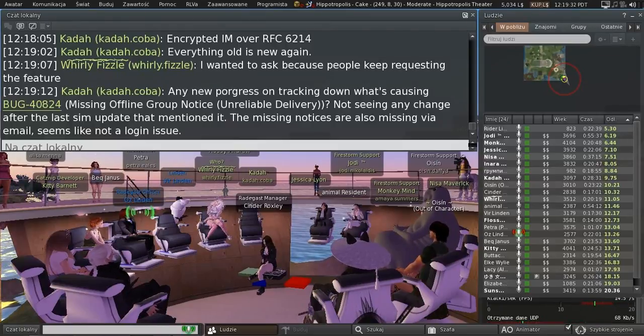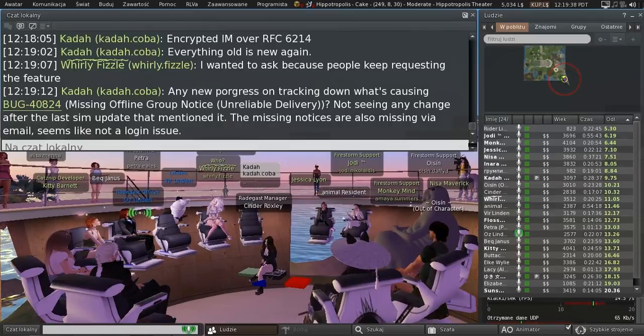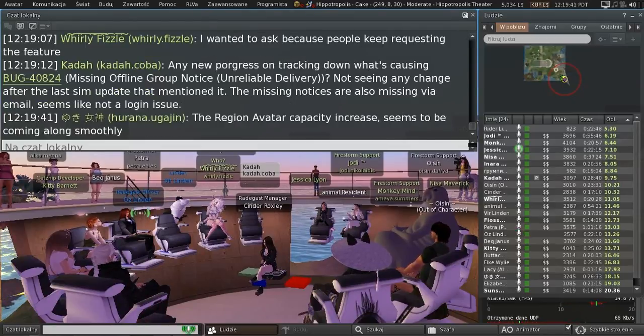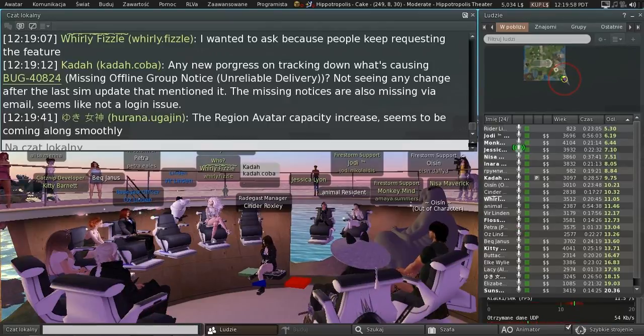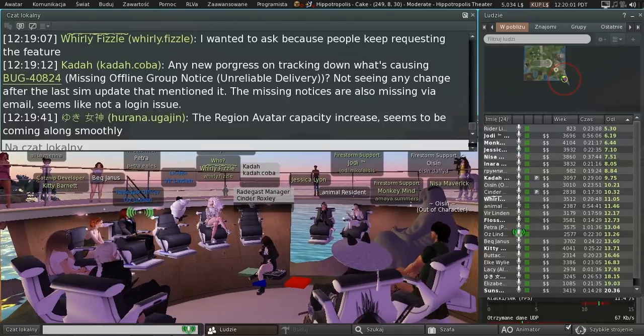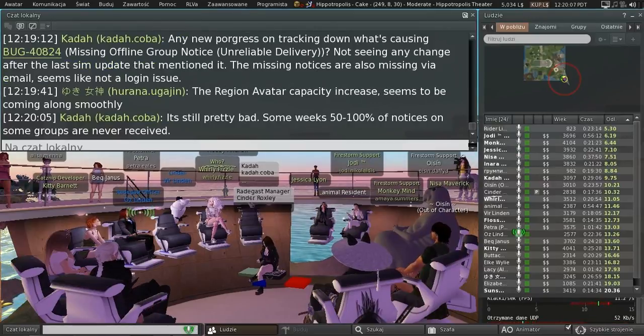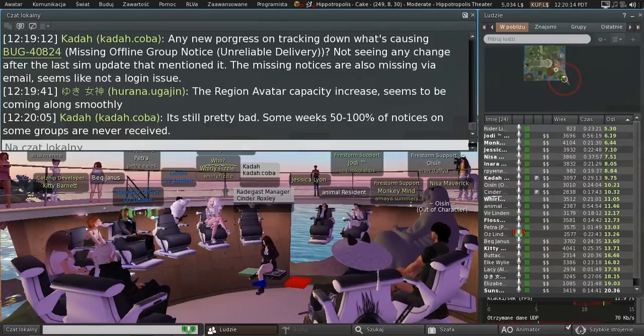We have not put any more effort into missing offline group notice stuff lately. Well, the email, we're not even going to try to look at any issues with whether or not things are being delivered as email until after we've gotten through our process of cleaning up the email address quality. And we are working on that. We're trying to make progress on that.